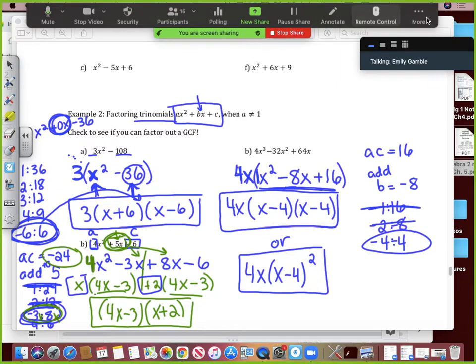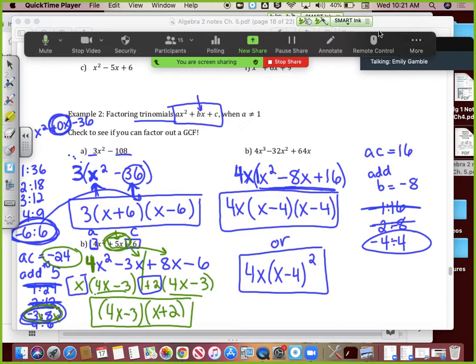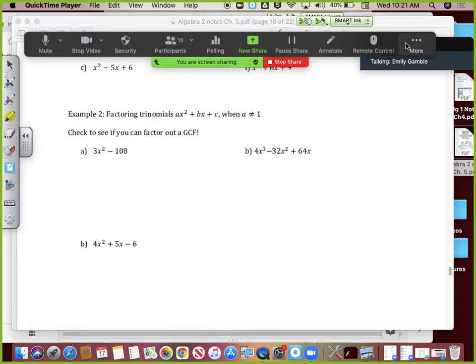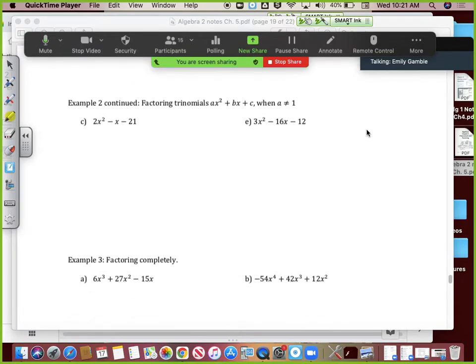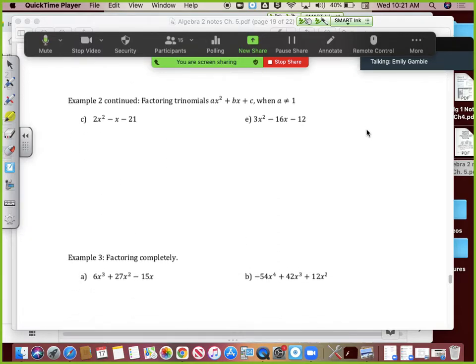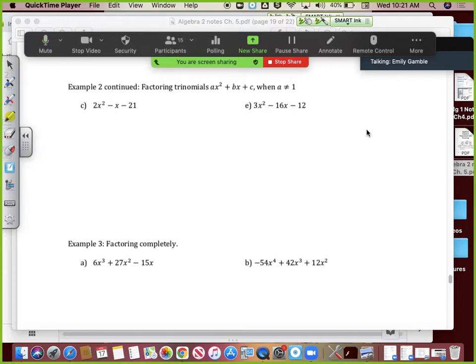All right, so if we flip over to the next page, I want you guys to try one on your own. I can help you out with the steps, but we'll try C first. The first thing you should do when you see a problem that's a trinomial is look for a GCF. 2x squared minus x minus 21. There is no GCF. There's nothing you can take out of all 3 of those terms.